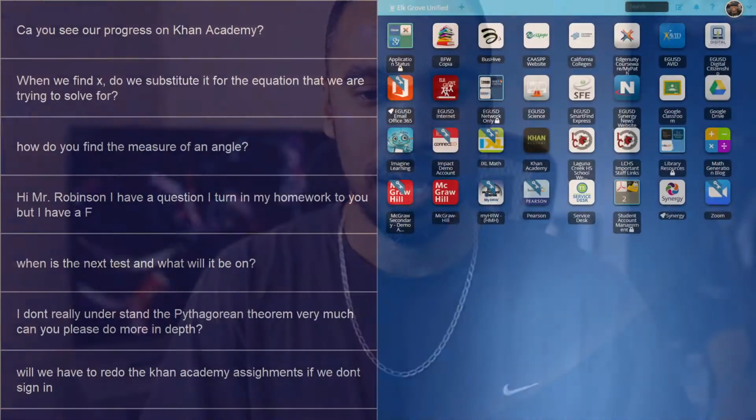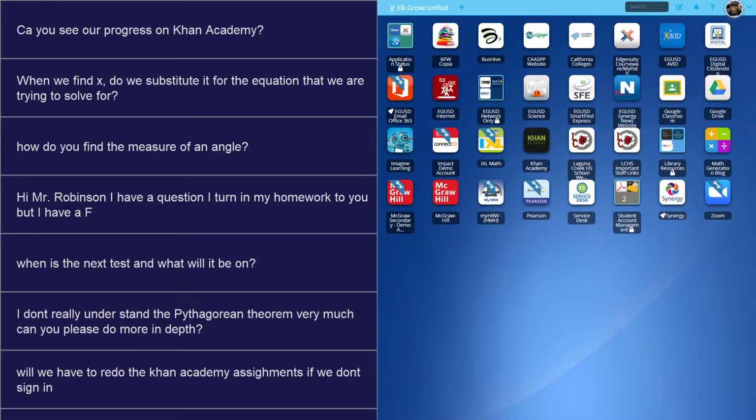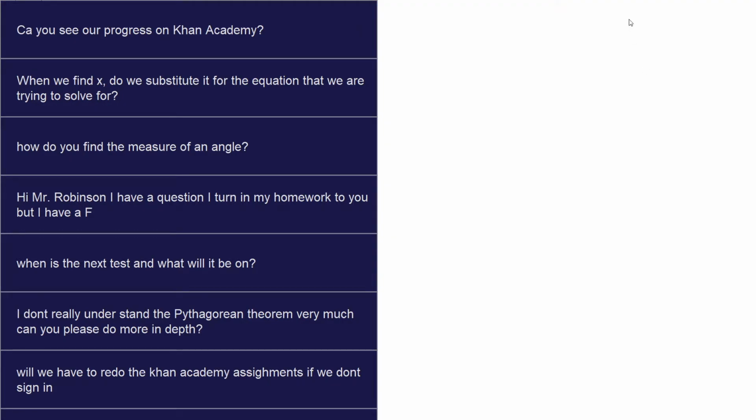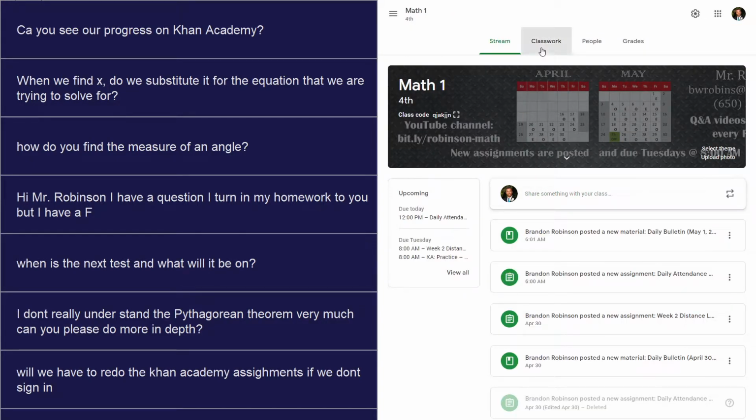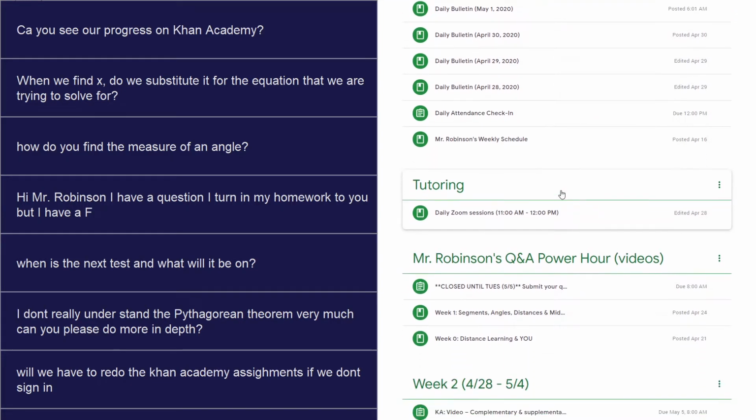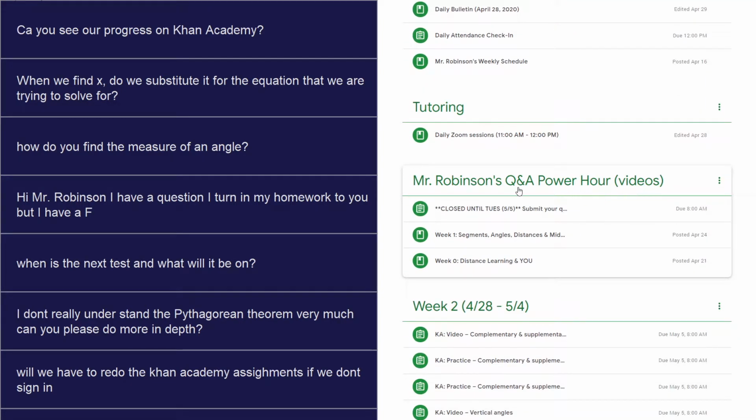Well, it's really quite simple here. If we look at the questions here on the left side, and on the right side, my portal, I'm going to go to Google Classroom. Within Google Classroom, you find my class. I'll find one of our Math 1 classes. Let's go to Math 1 4th period, and under classwork, you can find headers. Within the header, Mr. Robinson's Q&A Power Hour, you'll be able to see a few things here. You'll probably see 4 items. By the time you click this video, you'll probably see a Week 2 item.